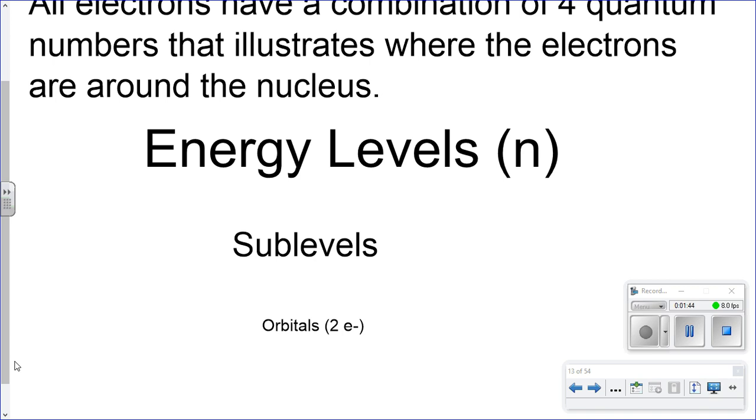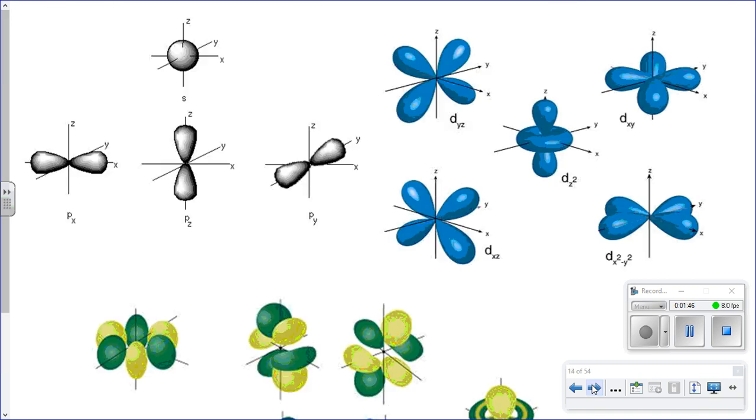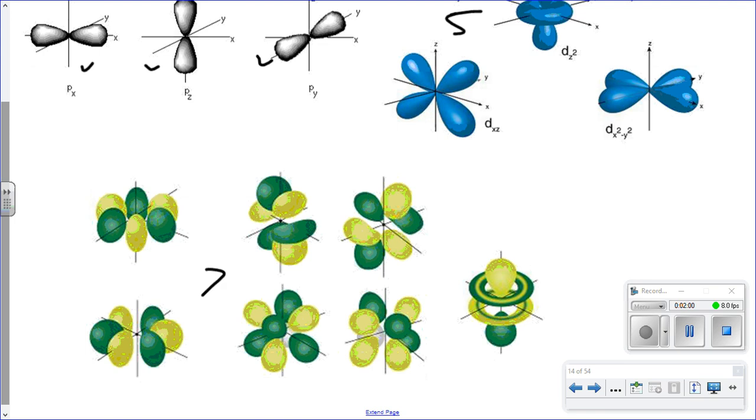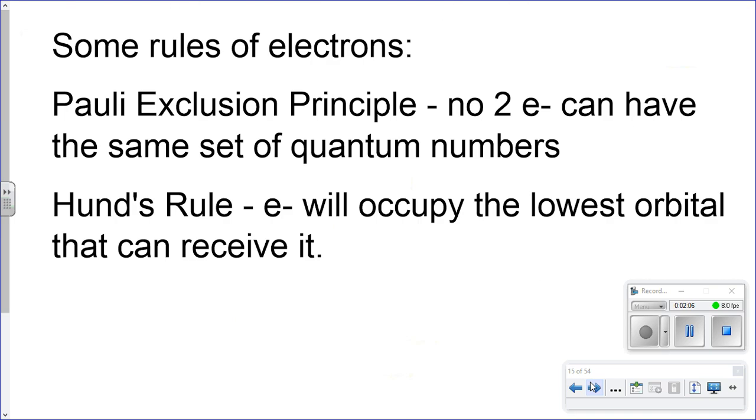And as you can see, there are 2 electrons for every orbital. These are what the orbitals are thought to look like according to the quantum mechanical model. Notice here's just a single s orbital. Here are 3 p orbitals. Here are 5 d orbitals. And down here, you'll see there are 7 total f orbitals. So 1, 3, 5, 7. I know you've seen this before, so we'll go through it pretty quickly.